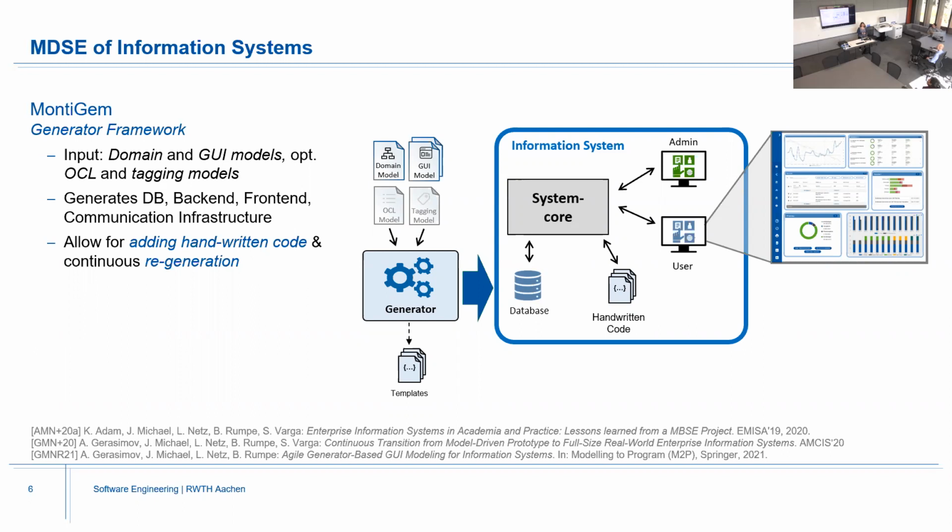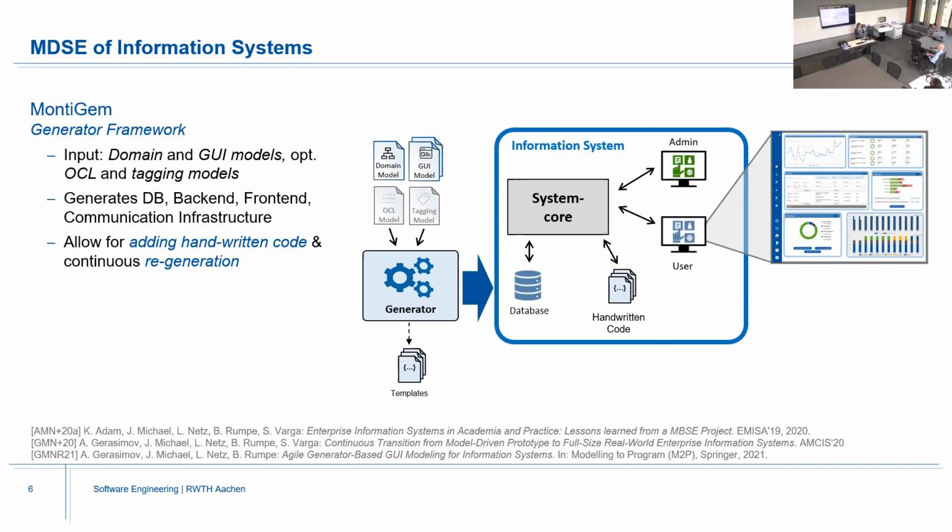You can add handwritten code, and we're using the inheritance mechanisms that the programming languages provide us, so that this handwritten code, which you put additionally onto your files, is still available if you go into regeneration processes. And as we've seen in practice, that's something which happens very often, so that you're changing your domain models and GUI models iteratively during the process. And then you can still have a running system.